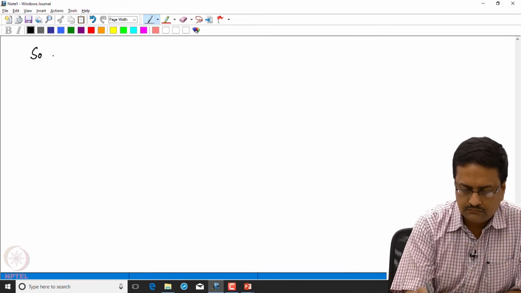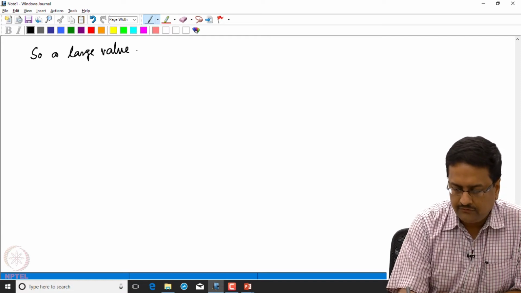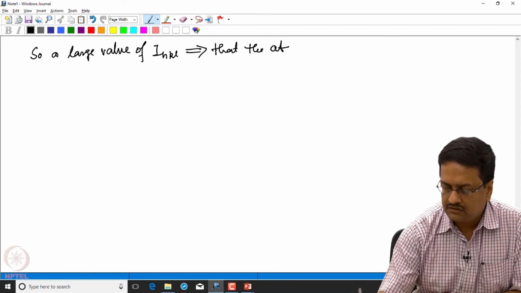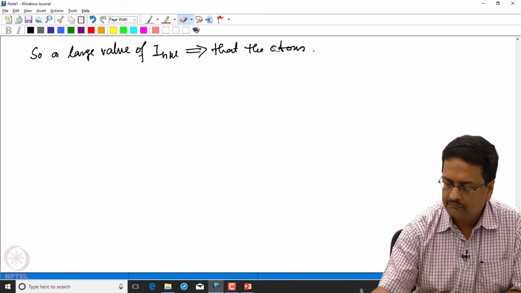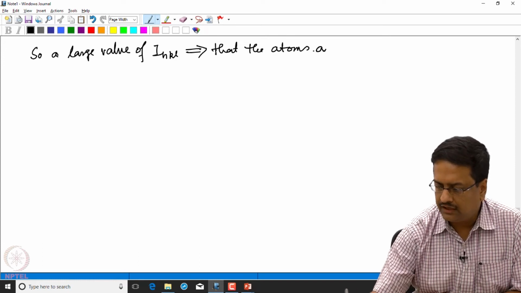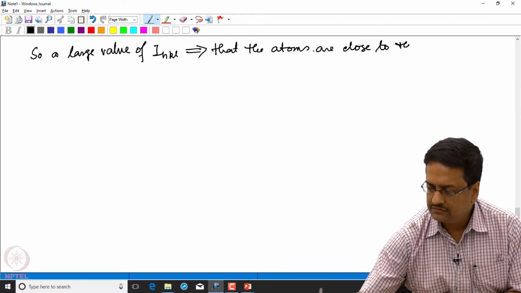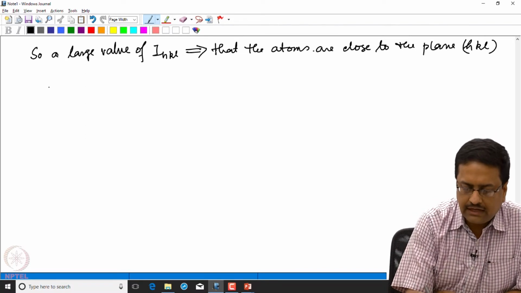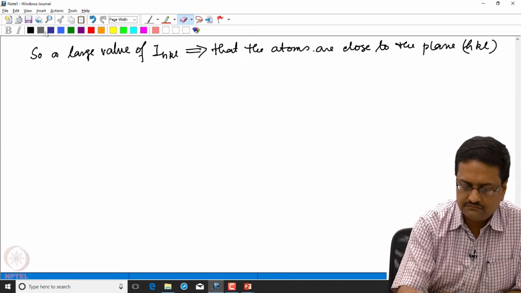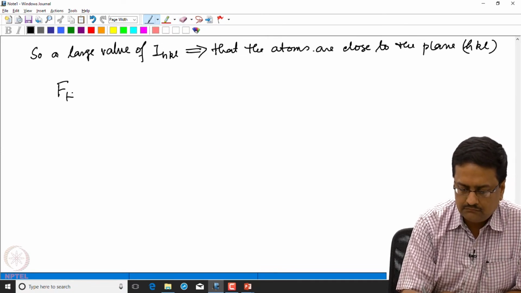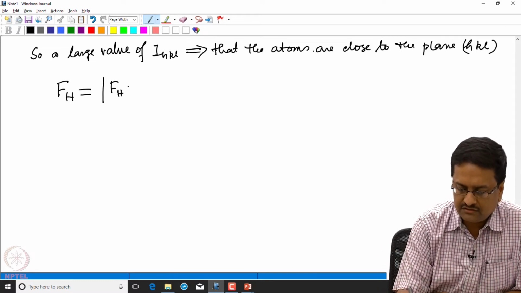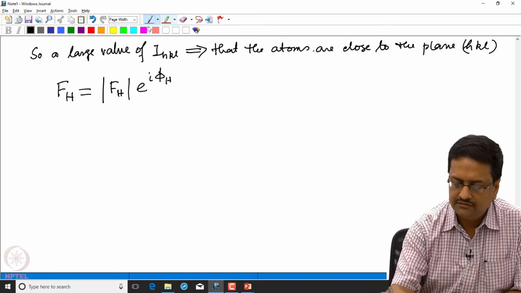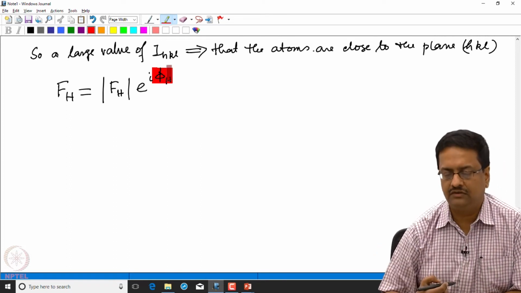So, a large value of I_HKL would mean that the atoms are close to the plane HKL. So, in that case, if we try to write what is the value of F_H, it is equal to mod of F_H e to the power i phi_h. This quantity phi is my phase associated with that particular reflection.